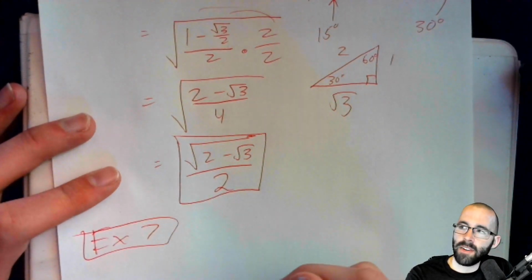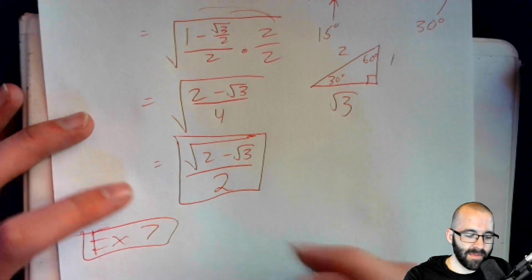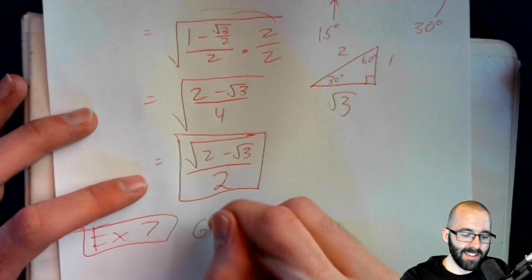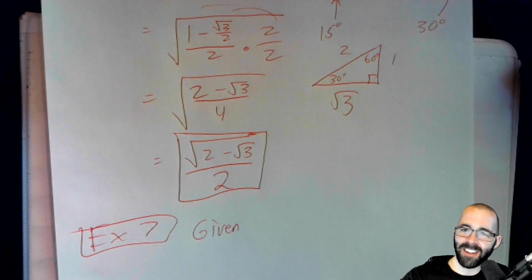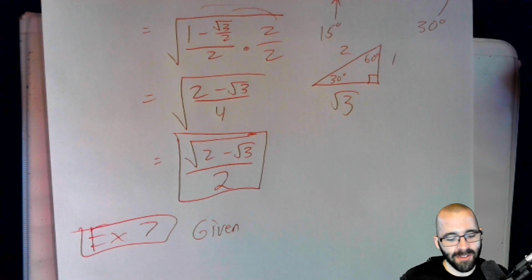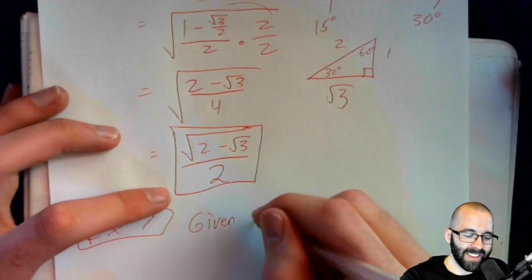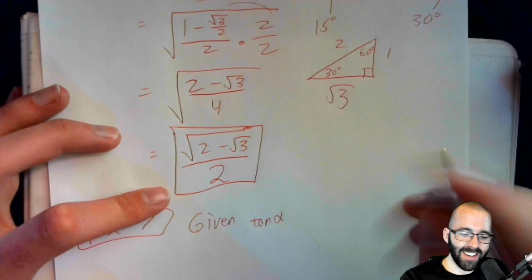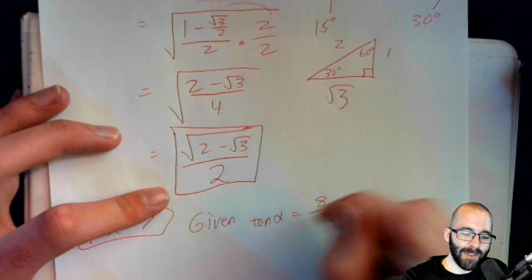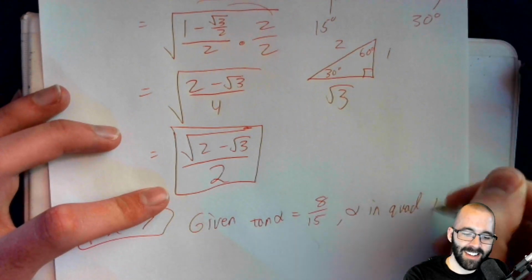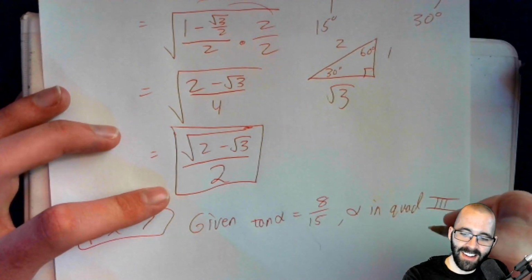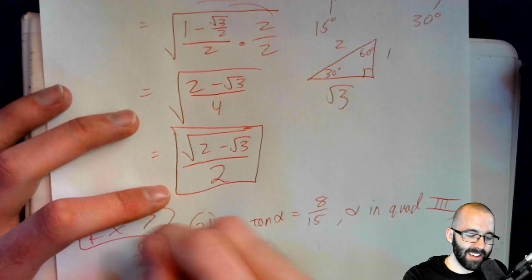All right, example 7. Given is a little throwback. You guys are probably feeling a little lonely right now, but this is a throwback to the past, and you'll feel comforted when you see this example, maybe. Given that the tangent of alpha is equal to 8 over 15, and alpha is in the third quadrant, find the following.